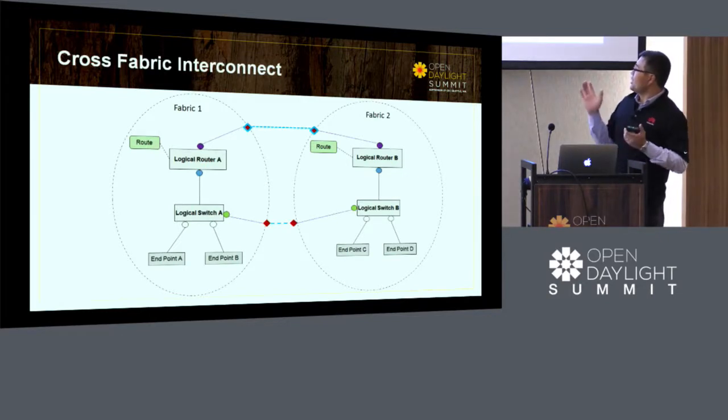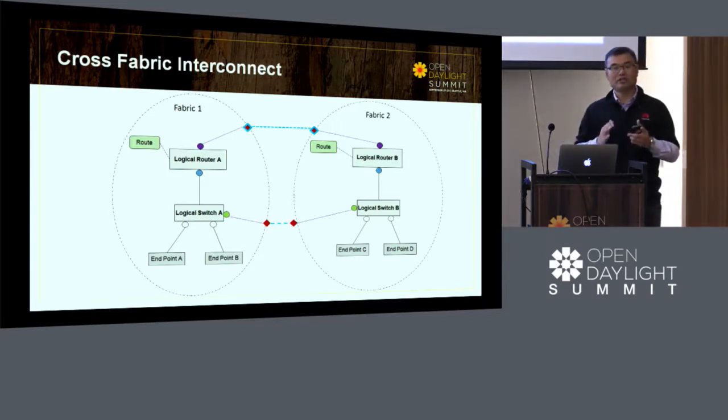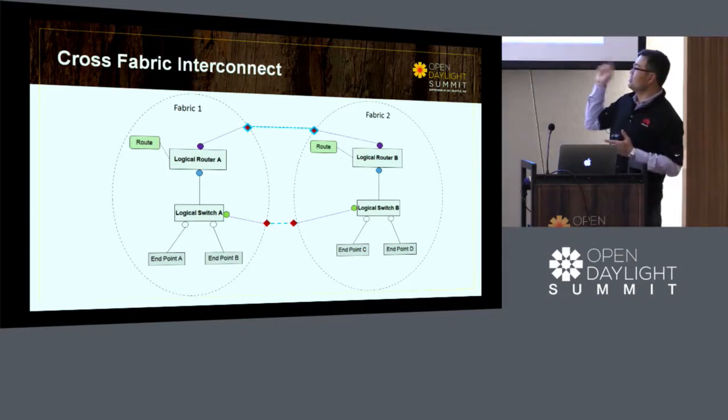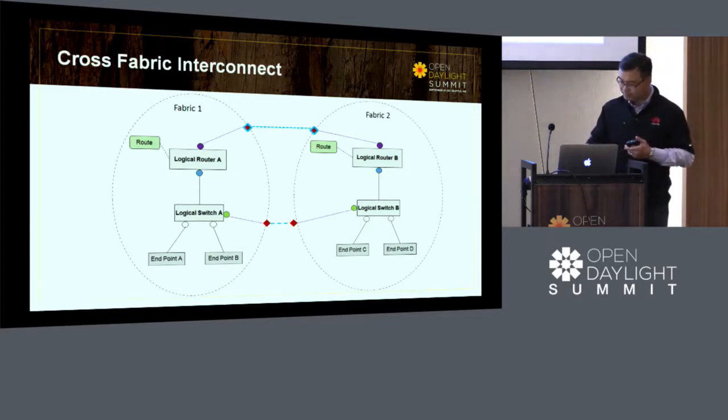So as I mentioned, if you have endpoints which connect on different fabrics, then you create a layer 2 construct to connect the local endpoints. By local, I mean endpoints just within that fabric. But for those endpoints on the same subnet, you have to do some interconnection between the logical switches on different fabrics, and for layer 3 as well.